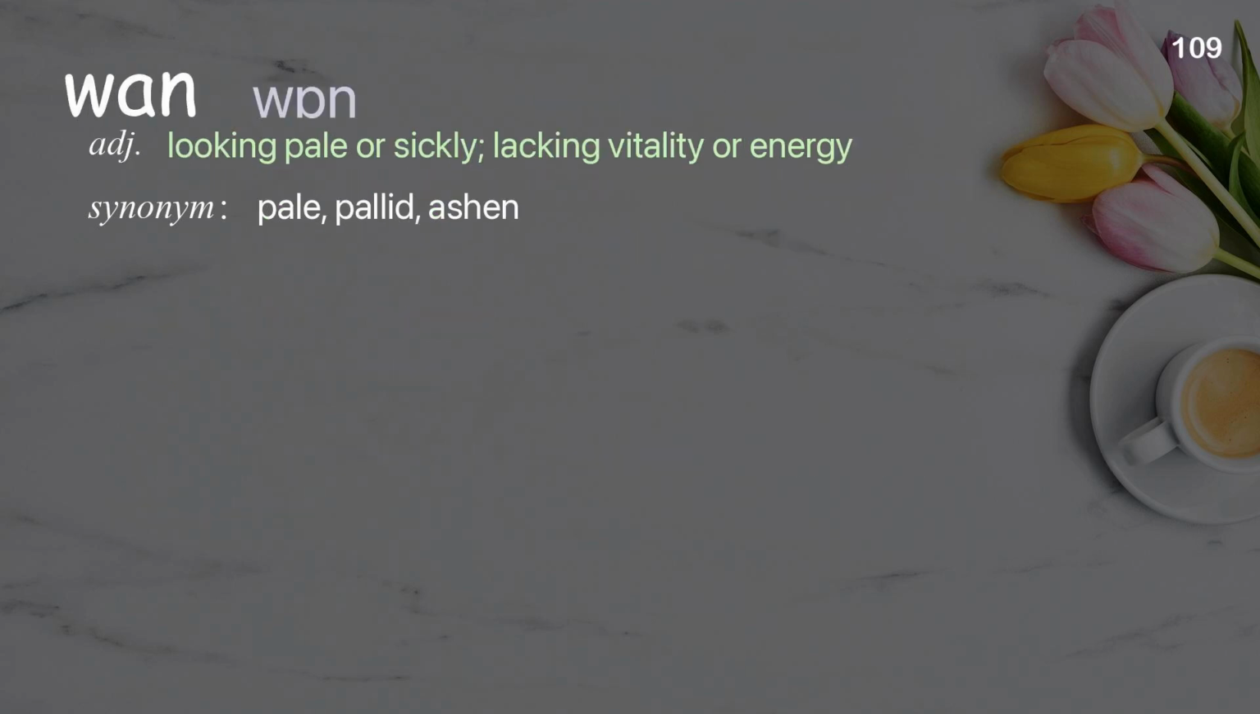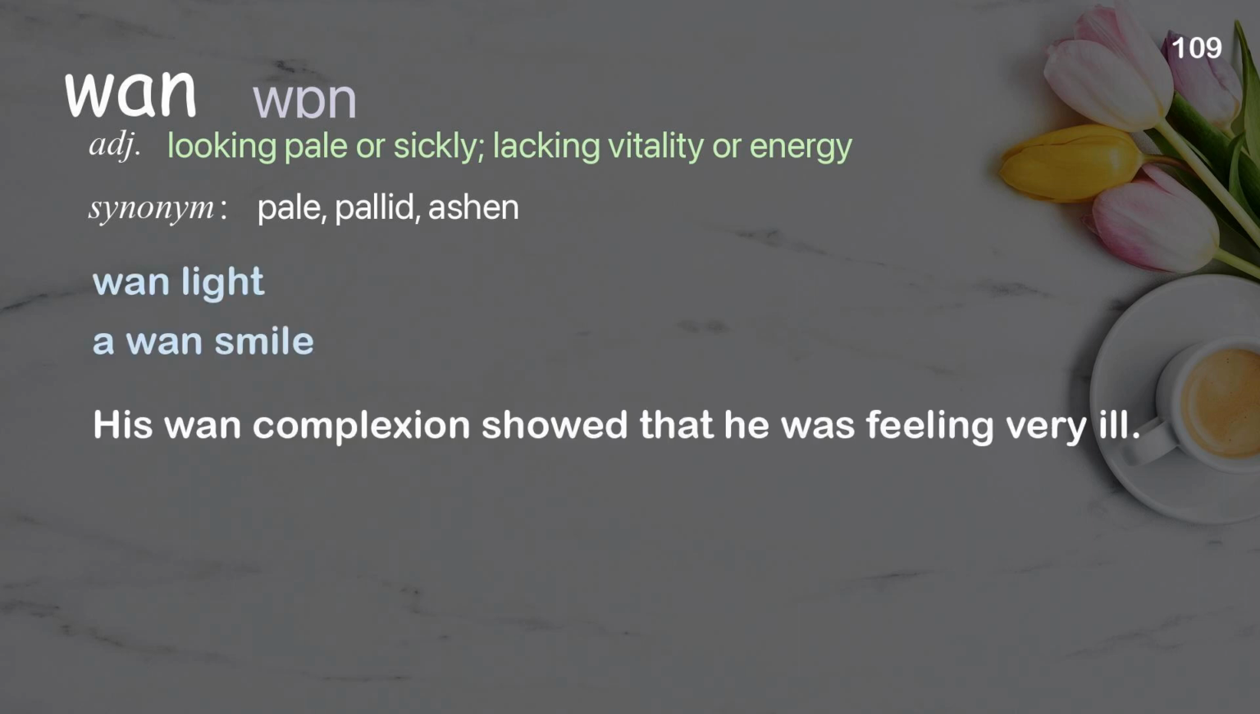Wan. Looking pale or sickly, lacking vitality or energy. Examples: Wan light. A wan smile. His wan complexion showed that he was feeling very ill.